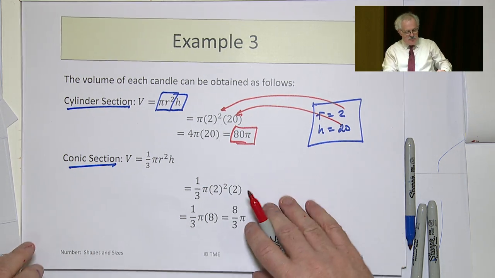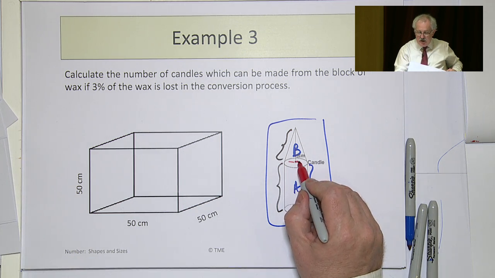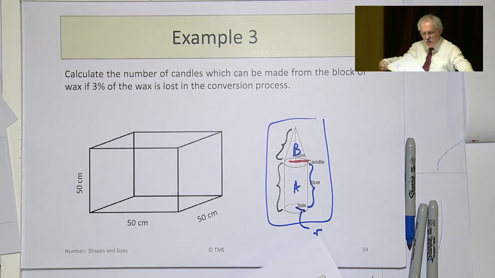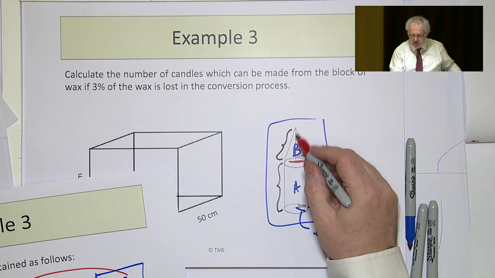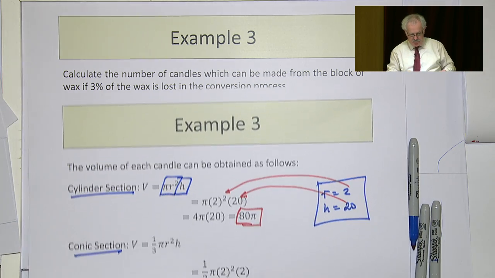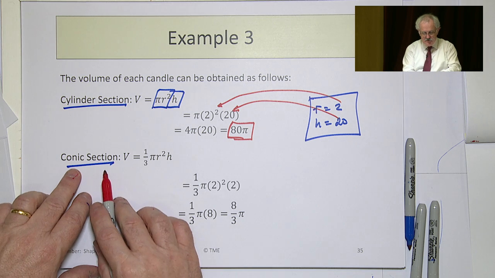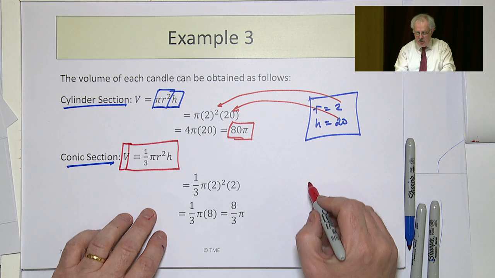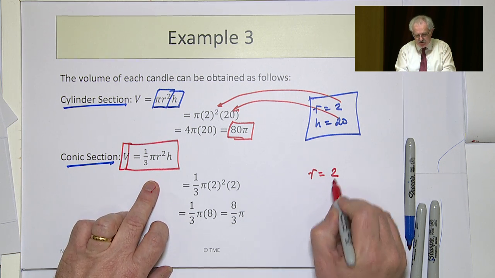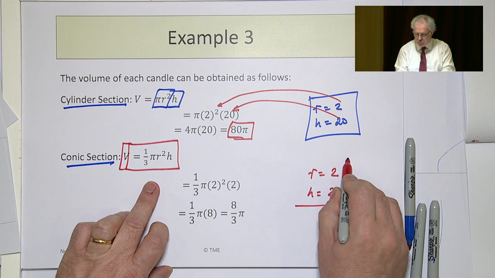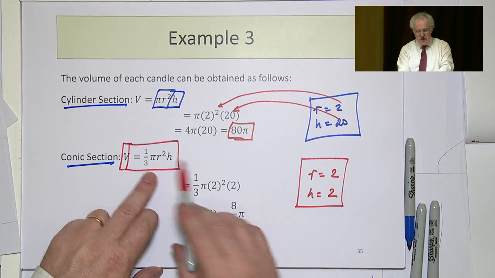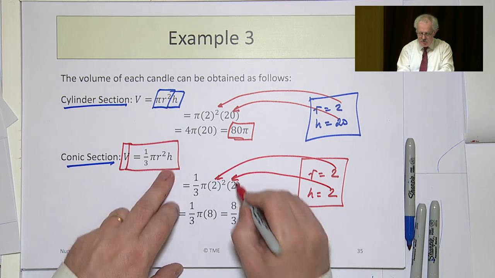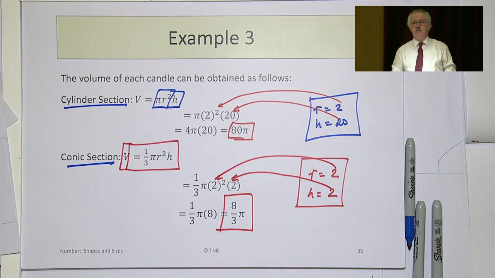Now the conic section. The conic section we're told is 2 across, I think, was it? And we were told its height as well was 2. So the conic section is 1 over 3 pi r squared h. That's our standard formula for that. But we are told here that r in this case was again 2 and that h was 2. So we substitute in 1 over 3 pi, r goes in there, h goes in there. And we find 8 over 3 pi.